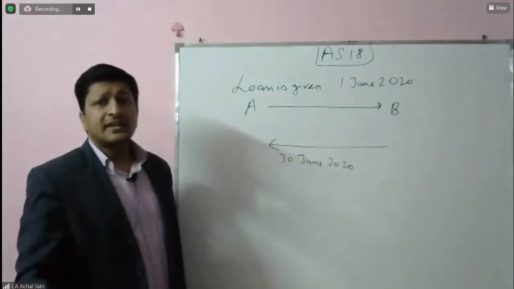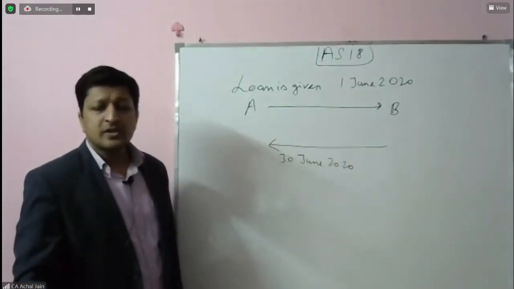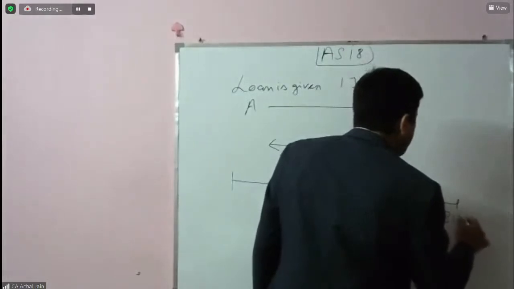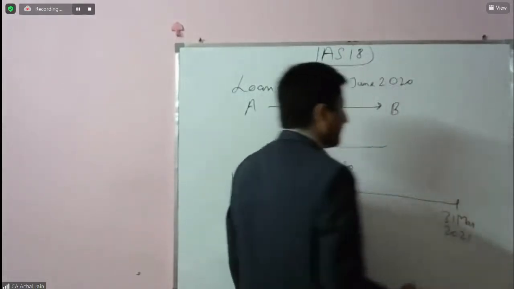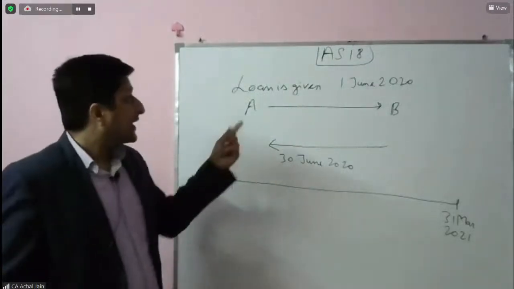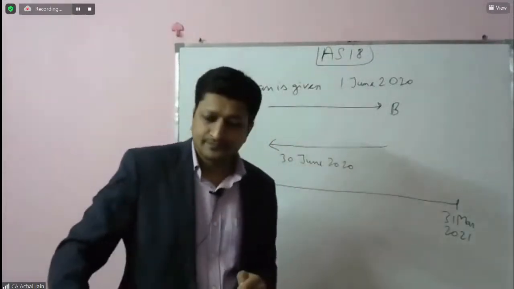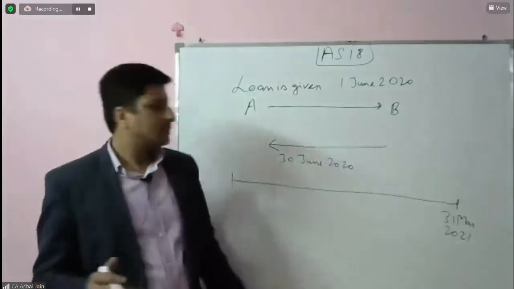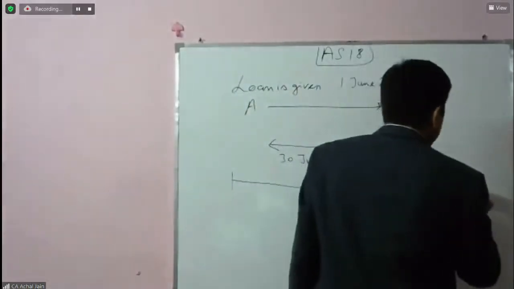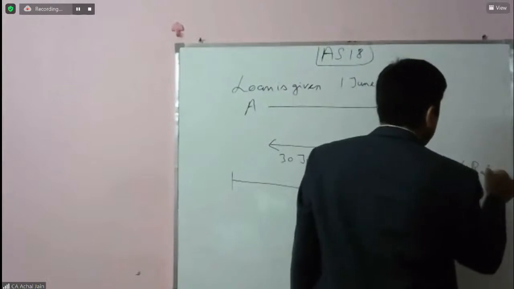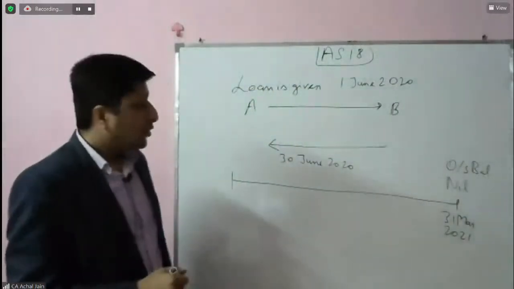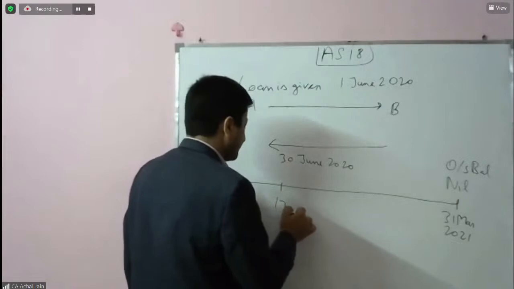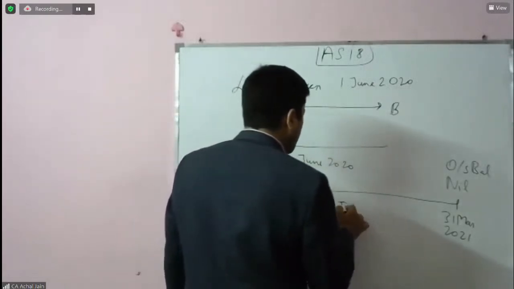Now, if you look at the year end or the reporting year 2020-21, as at 31st March 2021, if we are looking at the financial statements of A Limited, do we have any outstanding balance in relation to this related party? No. So the outstanding balance is nil. But during the year, two transactions have taken place. One on 1st of June and second is on 30th of June.